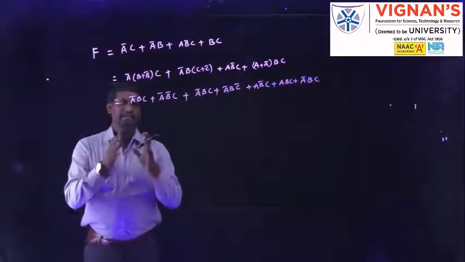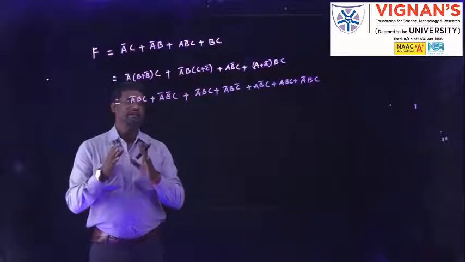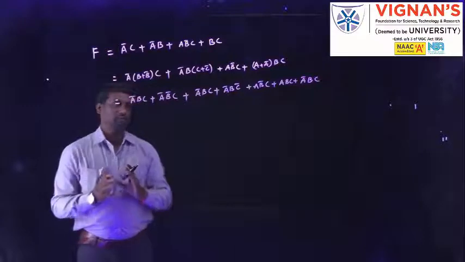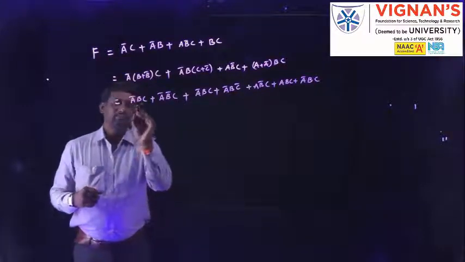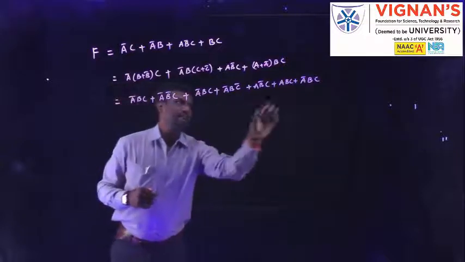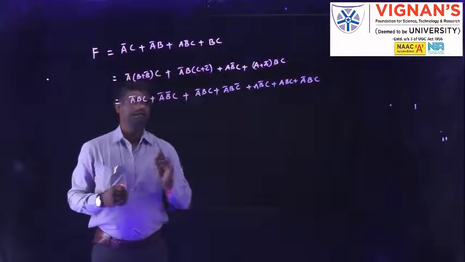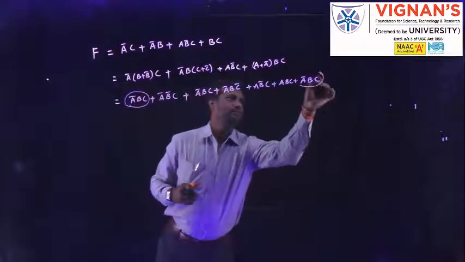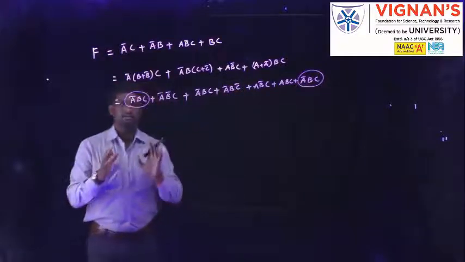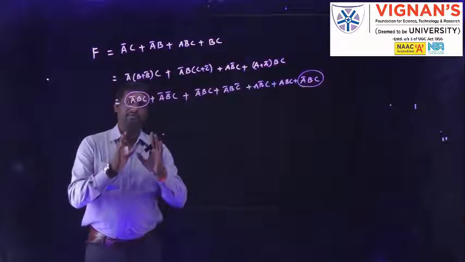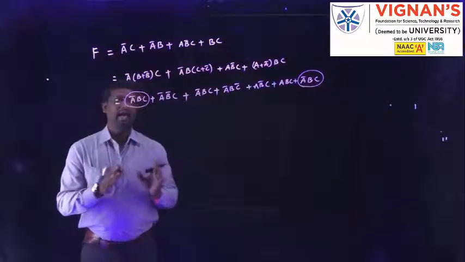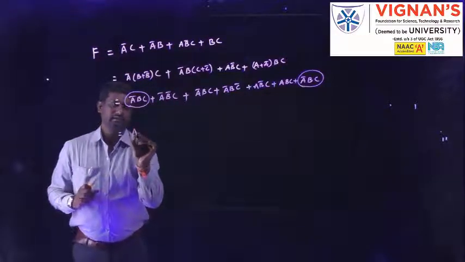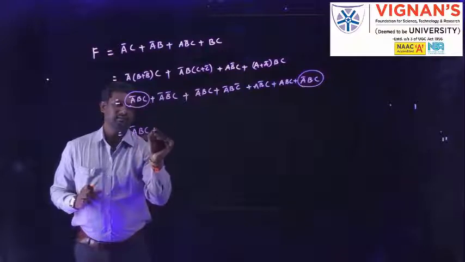If there is any redundancy present, those redundant terms have to be replaced with a single term. So if you observe, is there any a bar bc term in this expression? Here it is a bar bc and here it is also a bar bc. So both terms are the same. By the a plus a equals a law, I am replacing both with a single term, that is a bar bc.